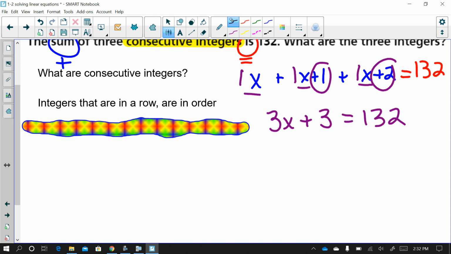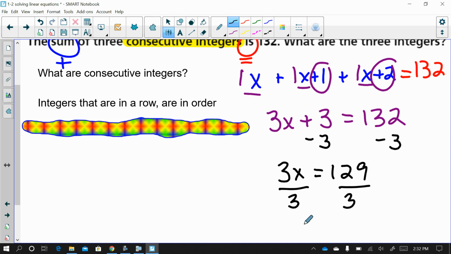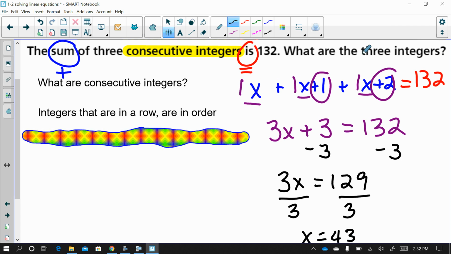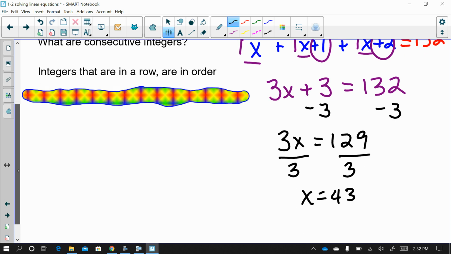Okay, so let's solve for x. Obviously, minus 3. I get 3x equals 129. Divide by 3 on both sides. x equals 43. Okay, so what did the problem actually ask us to find? It wants to know the 3 integers. I only have one number here.